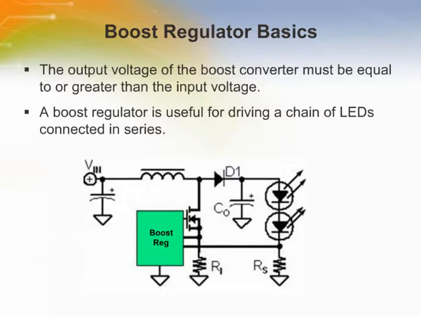A boost regulator topology is used when the output voltage of the converter must be equal to or greater than the input voltage. A boost regulator is useful for driving a chain of LEDs connected in series. It is beneficial to drive multiple LEDs in series. This ensures that all LEDs receive the same amount of current and will have the same brightness level. Using a coupled inductor in the boost circuit reduces the switching voltage requirements of the MOSFET switch.